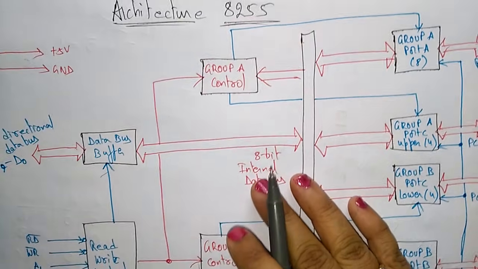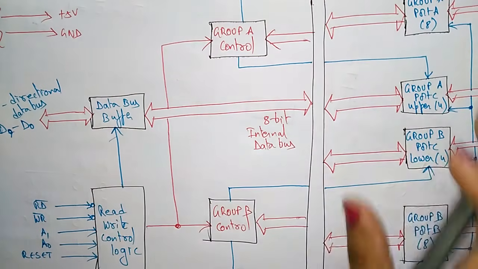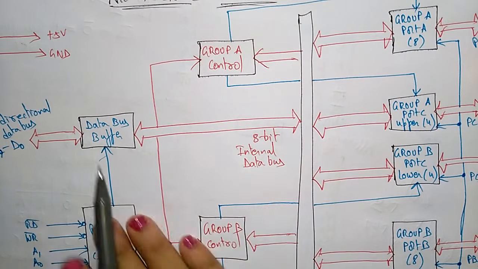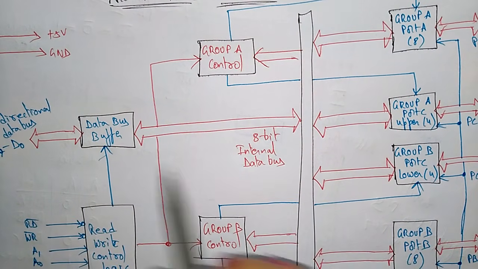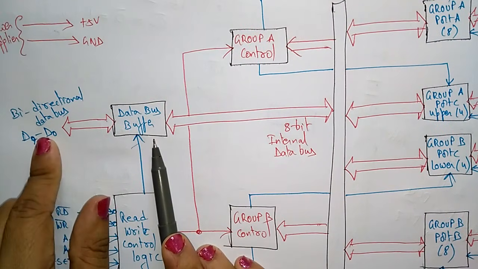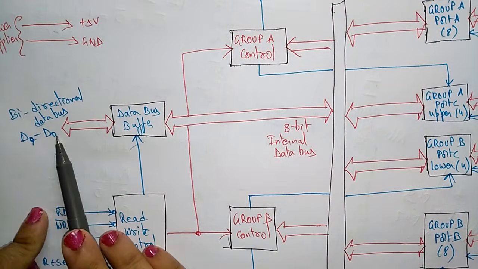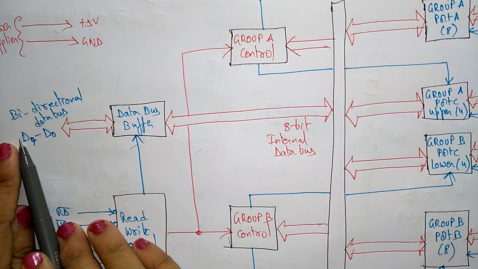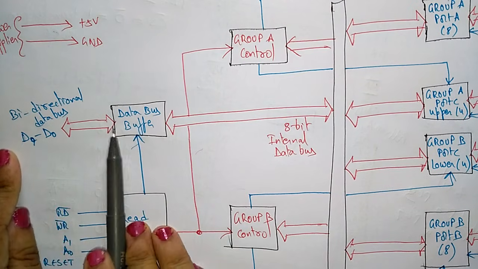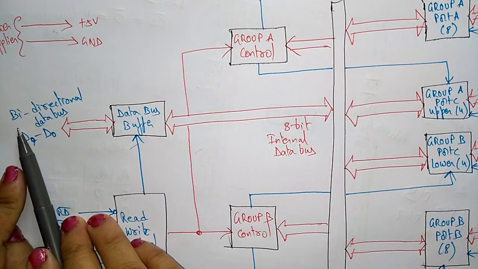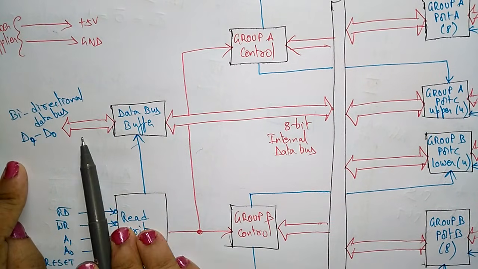This architecture consists of, let me first explain just the components that are present in 8255, and later we will discuss each component clearly. It consists of the data bus buffer, which has a bidirectional data bus that is connected to the CPU. It acts as a bidirectional path for data from the CPU to 8255 and from 8255 to the CPU. Only the data will be transferred here.